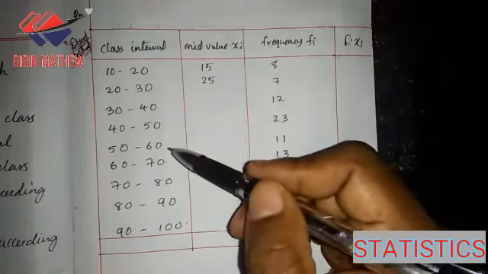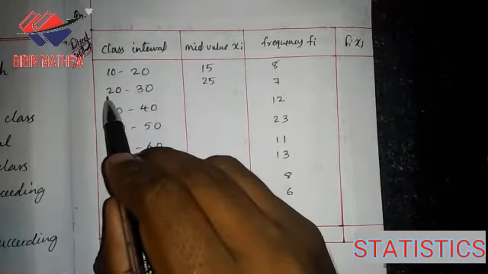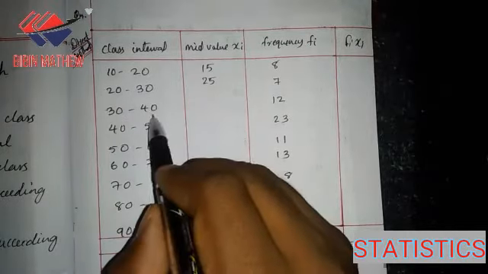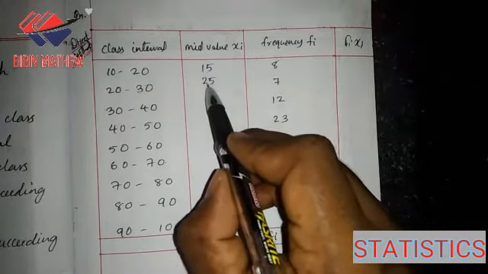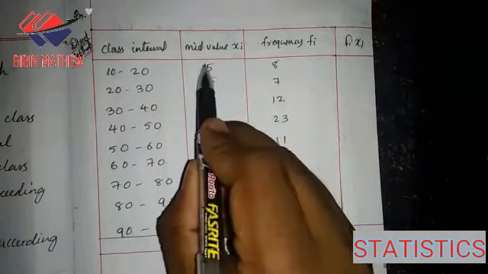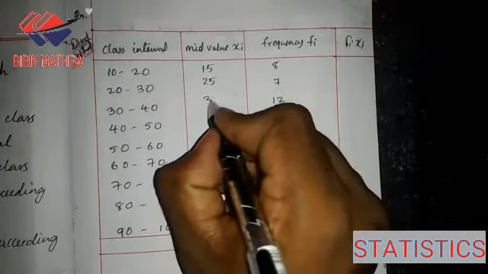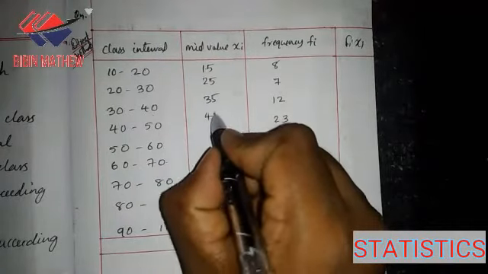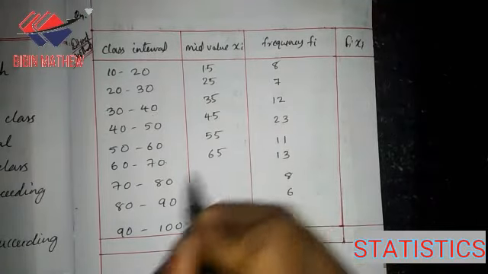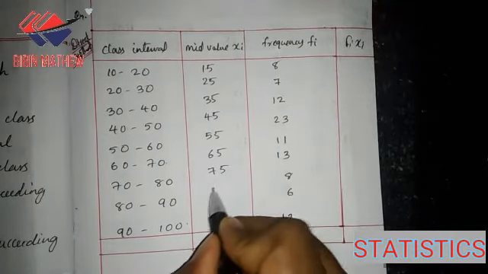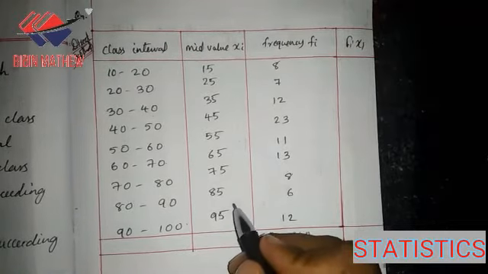There is really no need to add both and take half, because this is a continuous distribution. You see, 10 to 20, then 20 to 30 starts from 20, then 30 to 40 starts from 30, like that it is going evenly distributed. So 10, 15, 25 came. So for the next, see, 10 plus 5 is 15, 20 plus 5 is 25. So 30 plus 5 will be how much? Yes, 35, 45, 55, 65, 75, 85, and 95. You got the entries here.